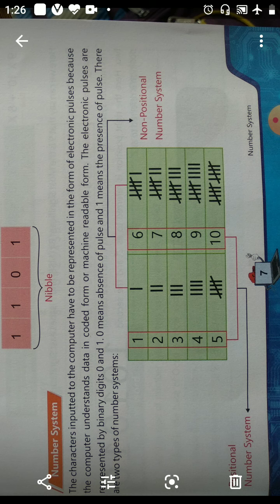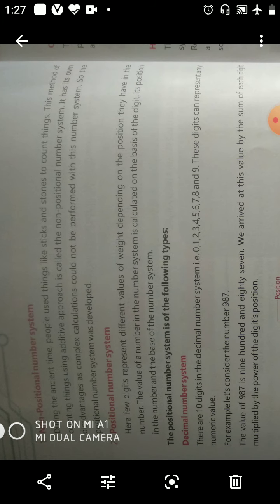This representation with the help of vertical lines is called the non-positional number system, and our normal decimal number system is called the positional number system. Understood? Now, non-positional number system means during ancient times people used sticks and stones to count things. This method of counting things using an additive approach is called the non-positional number system.